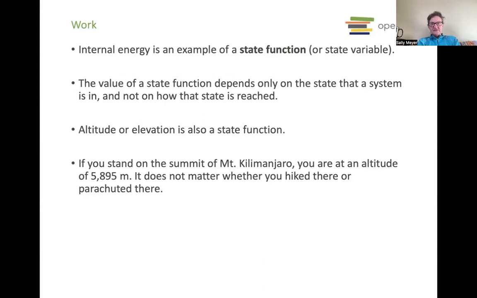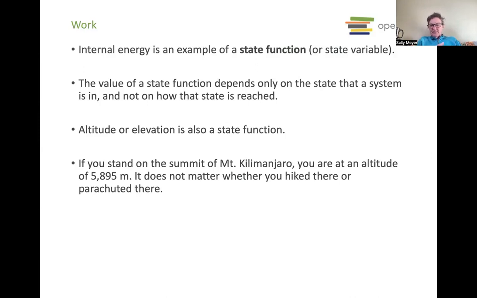Work, internal energy, is an example of a state function. And so the value of a state function depends on the state that a system is in and not how that state is reached. They always give the example in Gen Chem books, because it's such a visual one, of your altitude. If you go to the top of Pikes Peak, altitude is a state function. It doesn't matter how you got to the top of Pikes Peak, you'll have the same altitude, but it could take you a different amount of work. You could take a helicopter to the top, you could hike to the top, you could hike around and around to the top. So heat and work are not state functions, but altitude is.